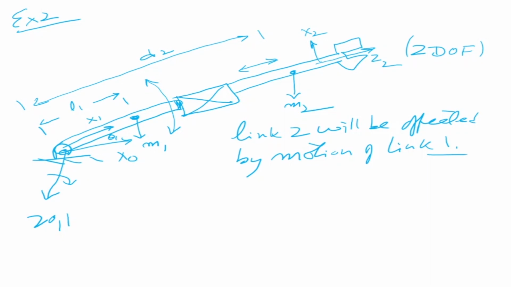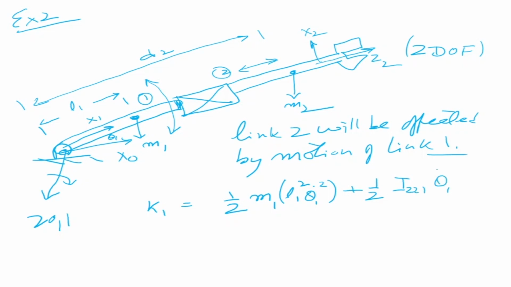Okay, so this is something important to note, and let us start writing our kinetic energy and potential energy equations. So for the first link, K1, this is my link 1, that's my link 2. For link 1, I write K1 is equal to half m1 L1 squared theta 1 dot squared, plus half Izz1 into theta 1 dot squared.